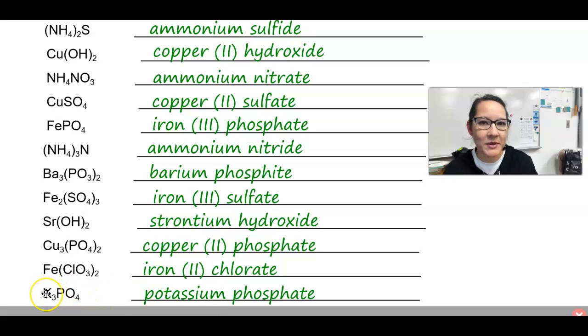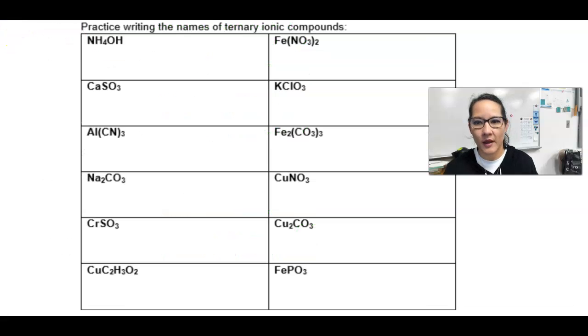Lastly, potassium is the metal. It's not a transition metal, so I don't need a Roman numeral, and then PO4 is a polyatomic ion called phosphate. Now, pause the video for just a little more practice and then unpause the video to see the final answers.